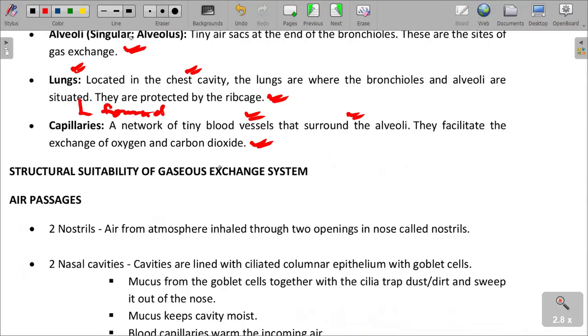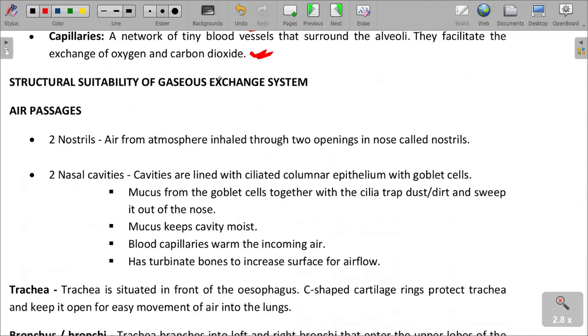Exchange or gaseous exchange. So let me quickly talk about the structural suitability of the gaseous exchange system. Air passages is the first one. Number one, air passages. We have two nostrils. Air from the atmosphere is inhaled, taken in through the two openings in the nose called the nostrils.